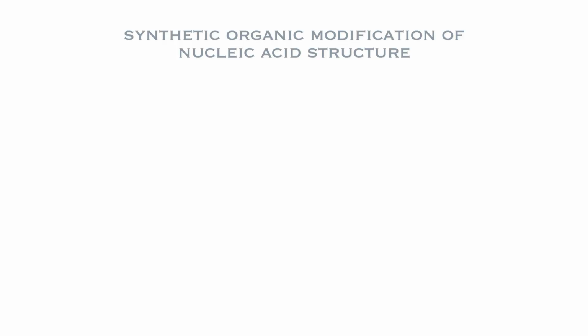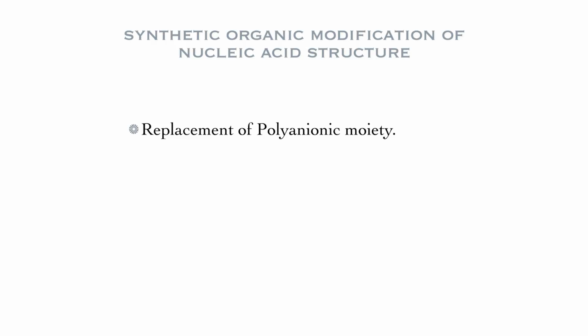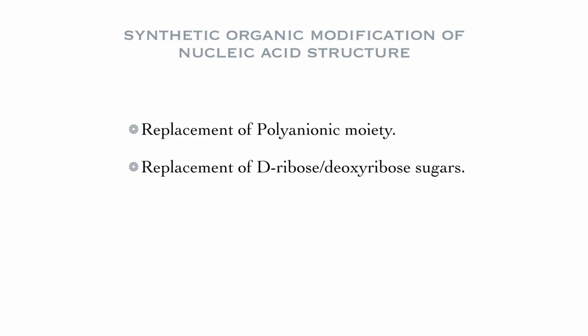Okay, this is the good thing about being a synthetic organic chemist. We can actually modify nucleic acid structures. We can make analogues of naturally occurring nucleic acids and test their behaviors in the laboratory. We can replace the polyanionic backbone, replace that sugar phosphate with something else. We can replace the sugars.